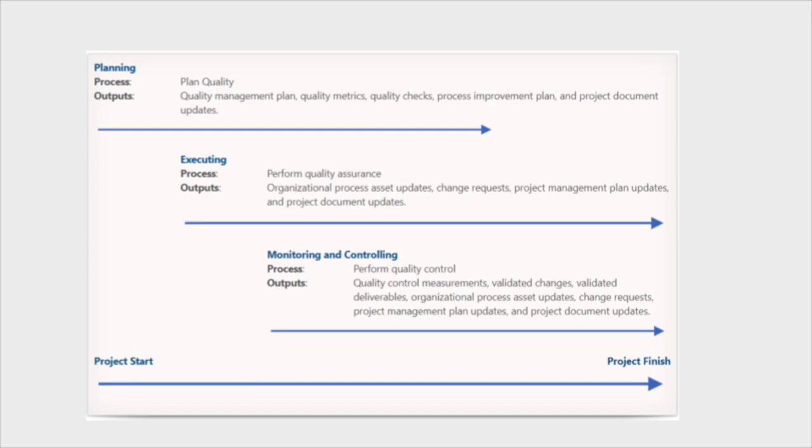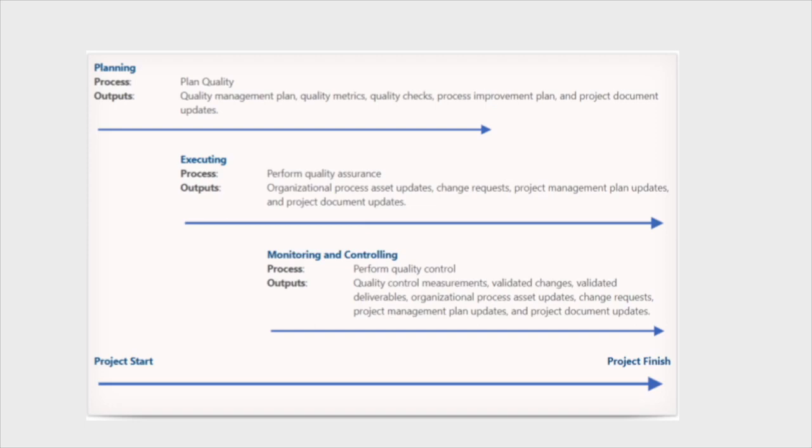So these are known as metrics. We need to check to ensure those metrics are being met, and we need to put a process improvement plan in place so that we have a way to improve any deficiencies that we have. And obviously, it all needs to be documented.